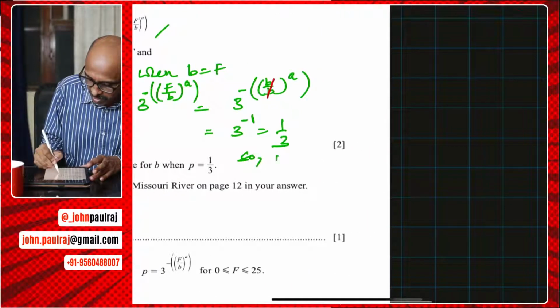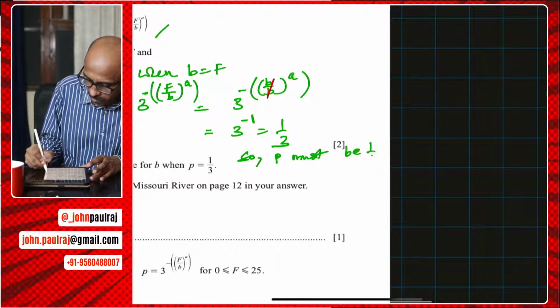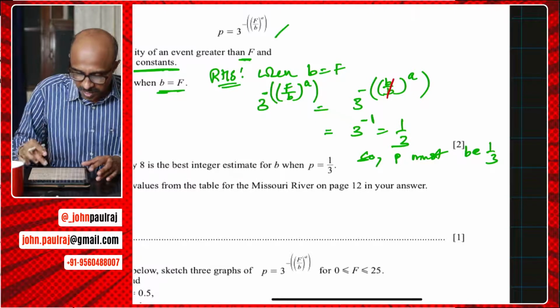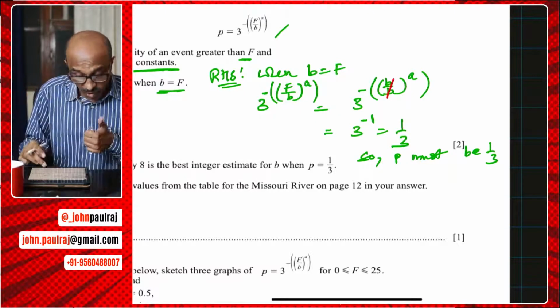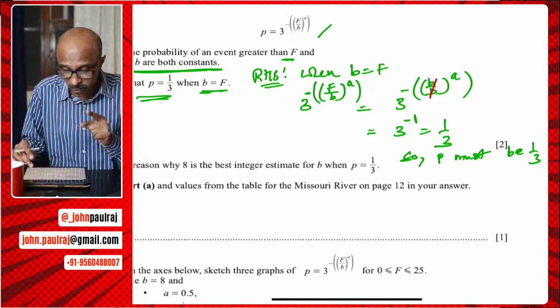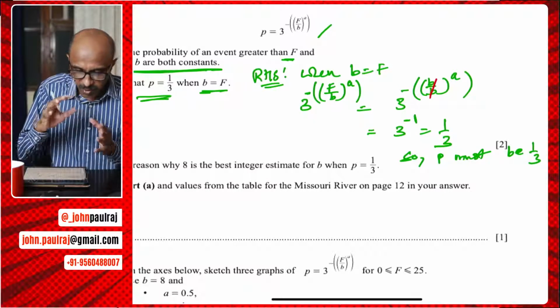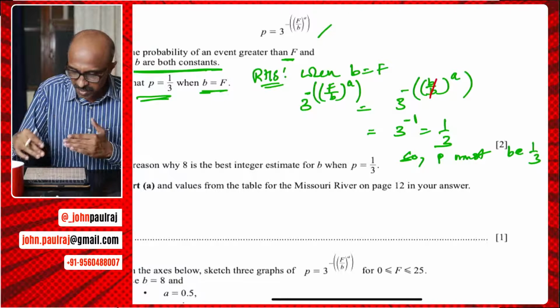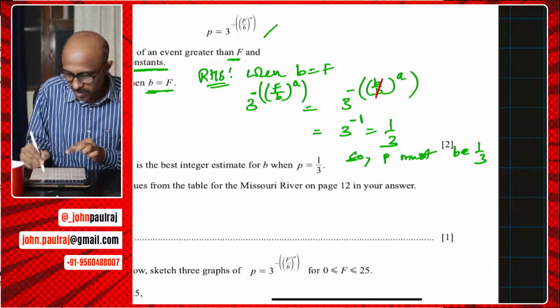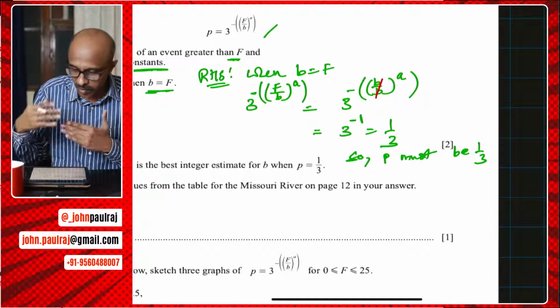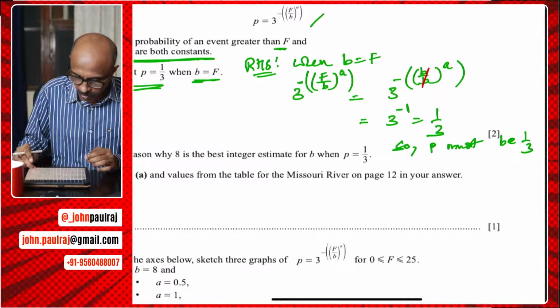So P must be 1/3. Okay, you see how we got that? We just started with the RHS, where B is equal to F. We said B is a constant, A is a constant, F is the flow, and P, the probability, is on the left hand side. So they just said, show that P is equal to 1/3. Simple algebraic thing, replacing B by F. It cancels off, but just keep in mind that 1 to the power of any number is 1, and therefore you'll get 1/3 on the right hand side, which makes the left hand side also 1/3.